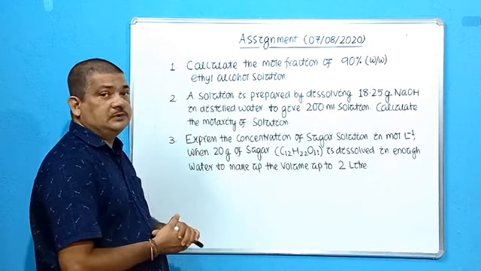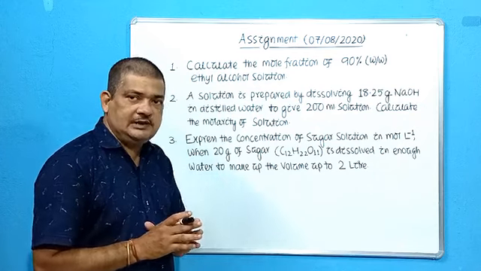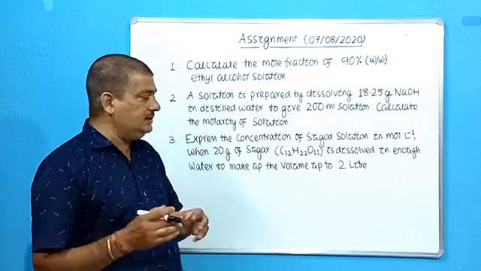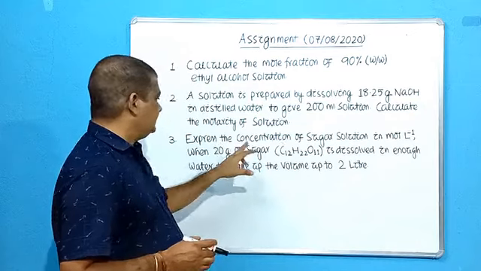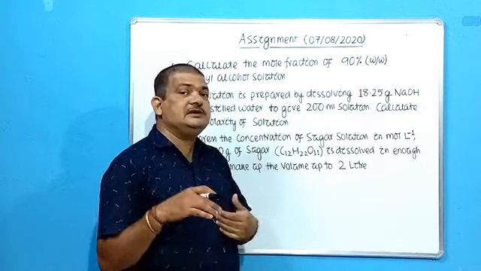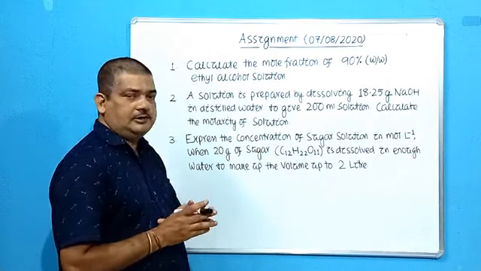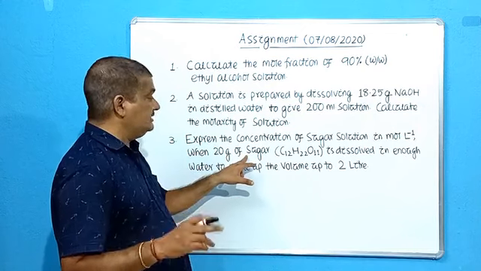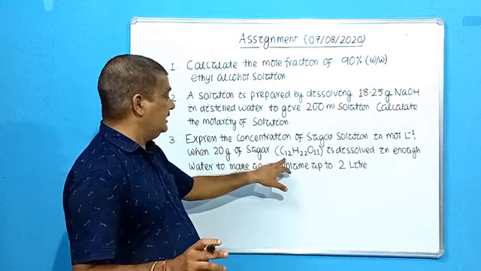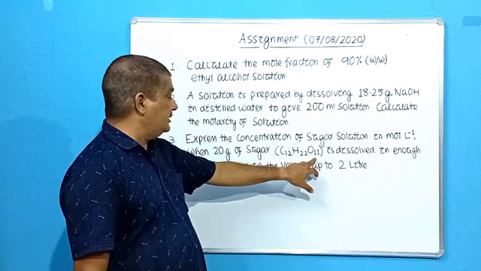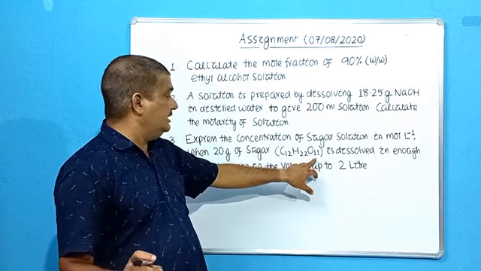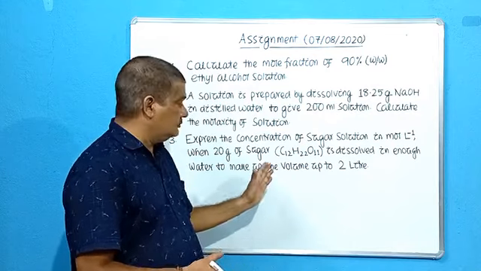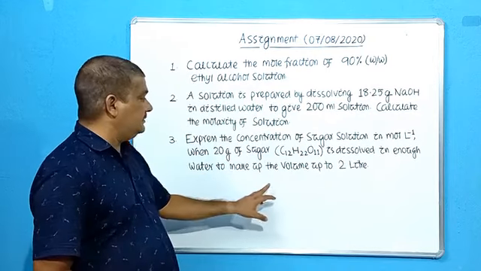Then the last one: express the concentration of sugar solution in moles per liter. Molarity has 3 units I have told you: moles per liter, or moles per decimeter cube, or capital M, same thing. So expressing the concentration of sugar solution in moles per liter means you are asked to find out the molarity. When 20 gram of sugar is dissolved in enough water, sugar means table sugar here, the sucrose, C12H22O11. You have to remember the formula of table sugar, what you consume, C12H22O11. You can find out the molar mass of sugar.